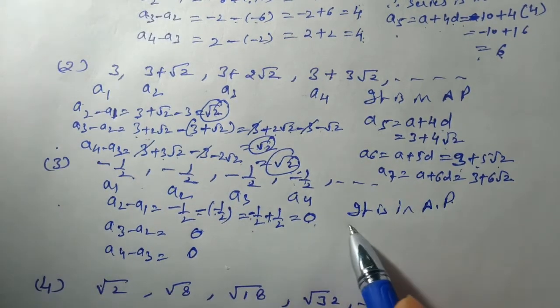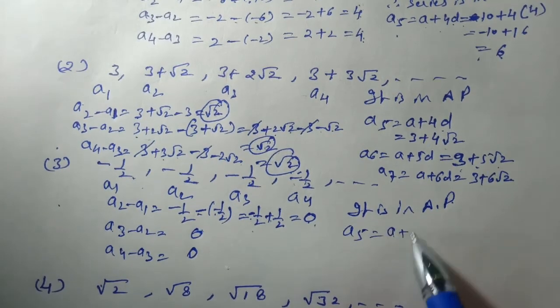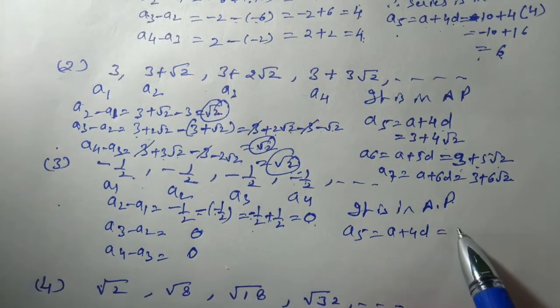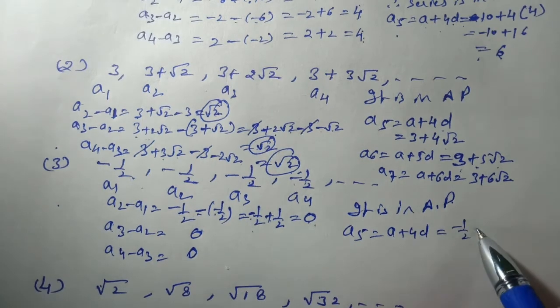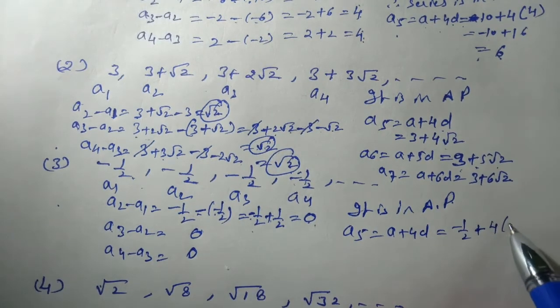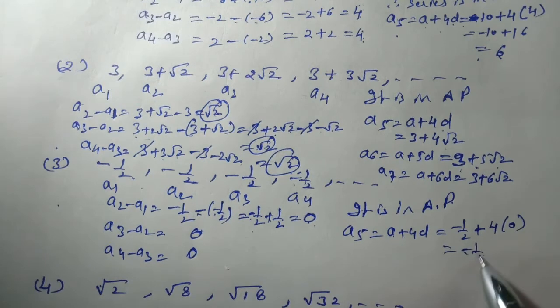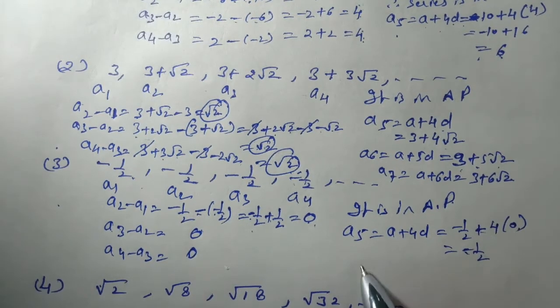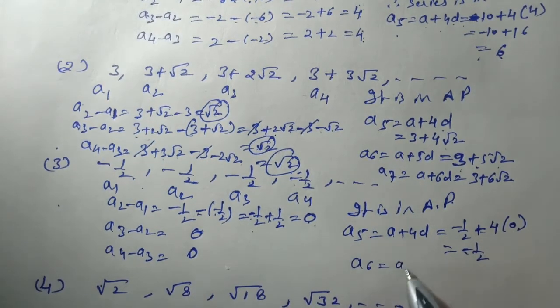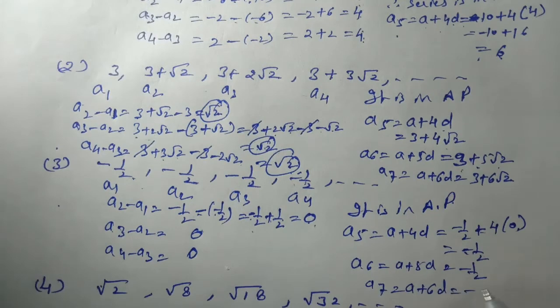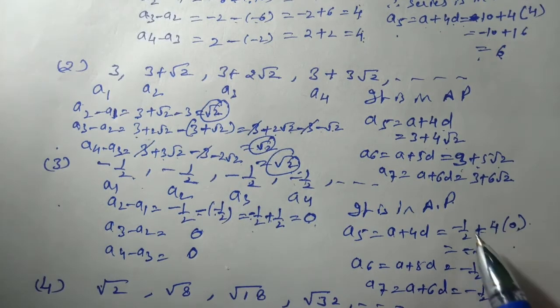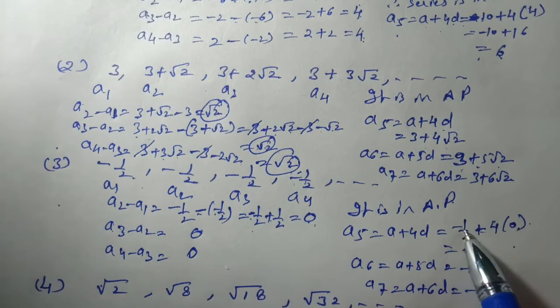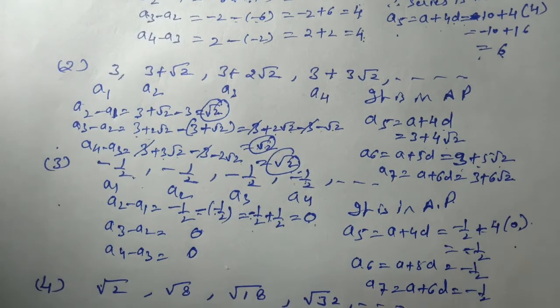Now for finding the fifth term, A plus 4D. So A we have minus half and D we have 0. So it will be equal to minus half, because this will change into 0. And here also A6 will be equal to minus half, and A7 will also be equal to minus half, because when we write 5 into 0, this will become 0. And the value of the first term will come as the answer.